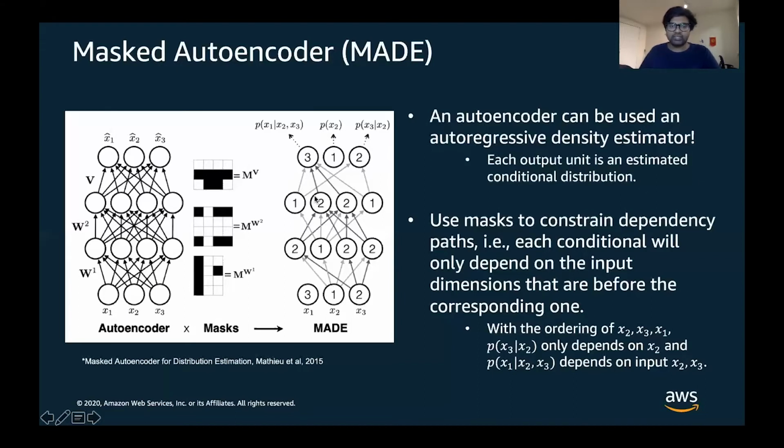So to achieve this, all we have to do is design corresponding masks and multiply the weight matrix by those masks to make sure that there is no path that we don't want. For a feed-forward network, you have a weight matrix, you zero out the connections that you don't want, and you can get the autoregressive ordering in that way. So a simple autoencoder, just by element-wise multiplication with this mask, becomes a tractable autoregressive density estimator.